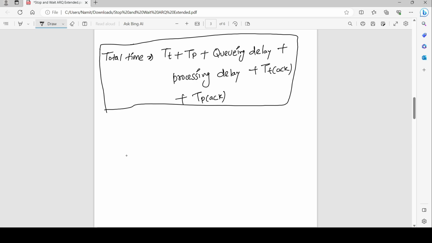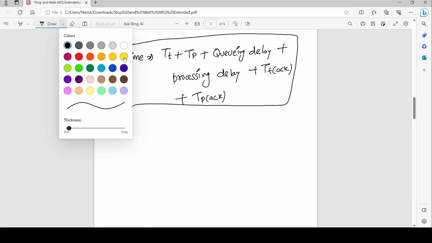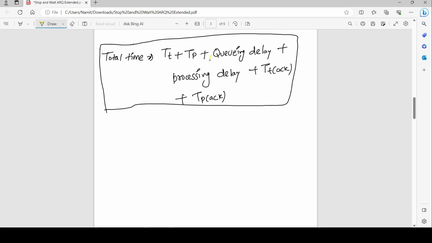basically, if you think from an examination point of view, sometimes they do not mention these things in your questions, that there is some queuing or processing delay involved. So sometimes it is not there. So how can we write this? Total time is equal to transmission time plus propagation time plus transmission time of acknowledgement plus propagation time of acknowledgement. If they are mentioned in the question, you are supposed to consider them, otherwise it is equivalent to 0, because these things are quite negligible.